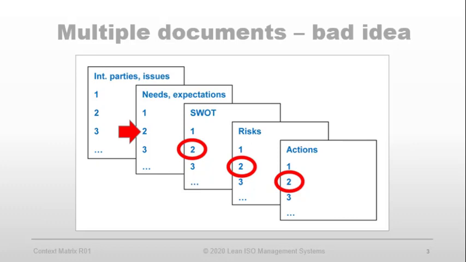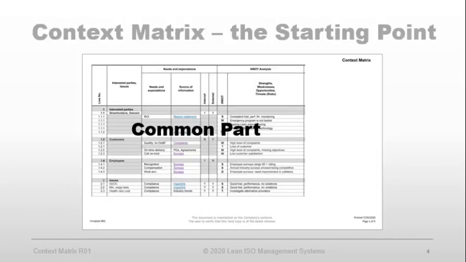Let's say we revise item 2 in the needs and expectations document. Now somebody has to remember to update other documents. As you know, relying just on memory does not work all the time. So our SWOT, risks, and other documents may miss the update. The solution is a single context matrix.